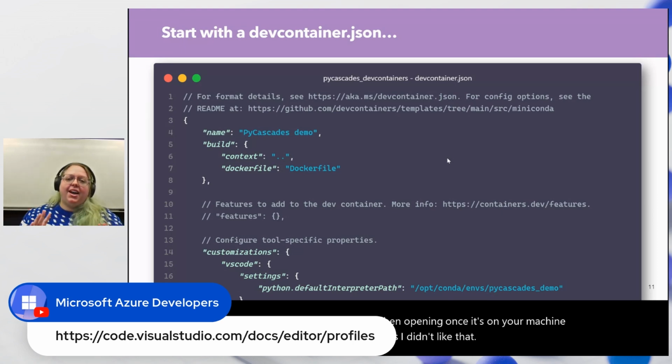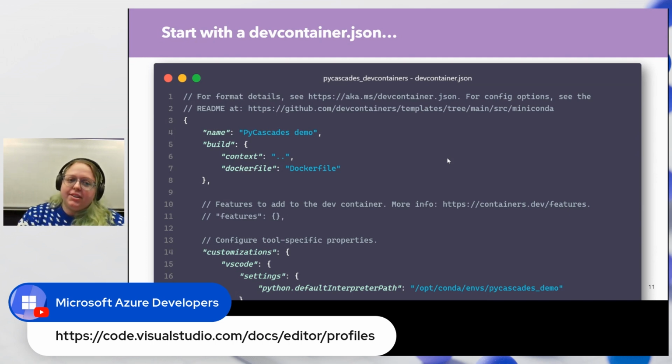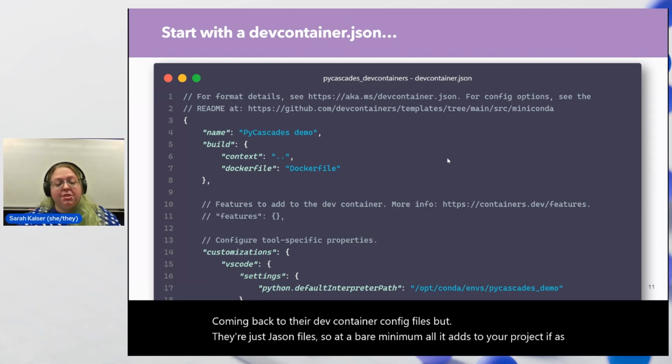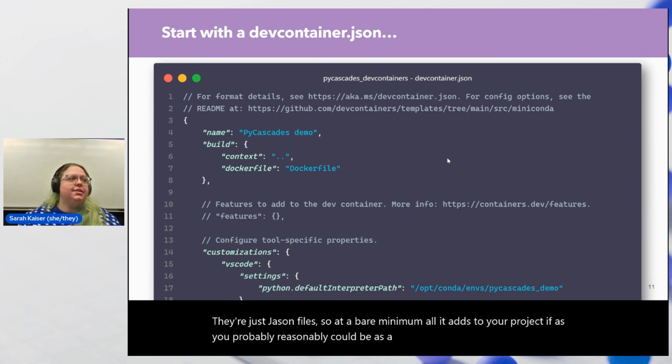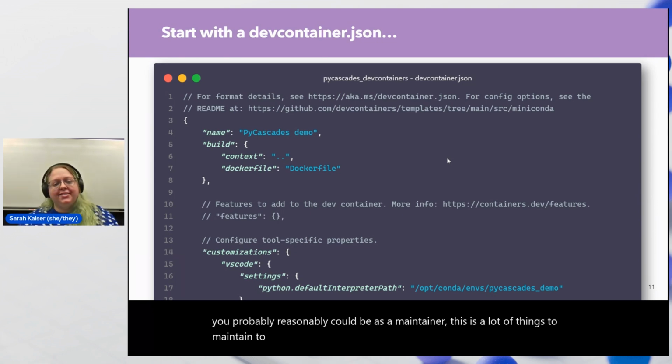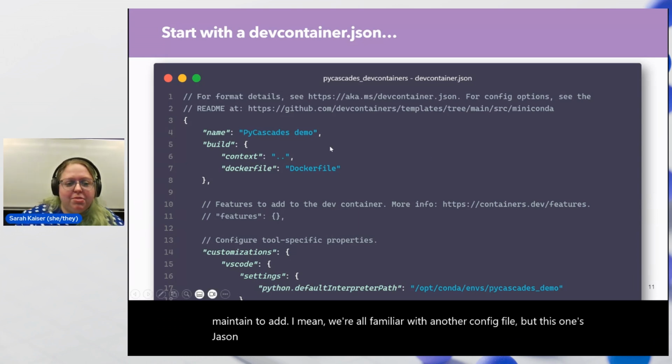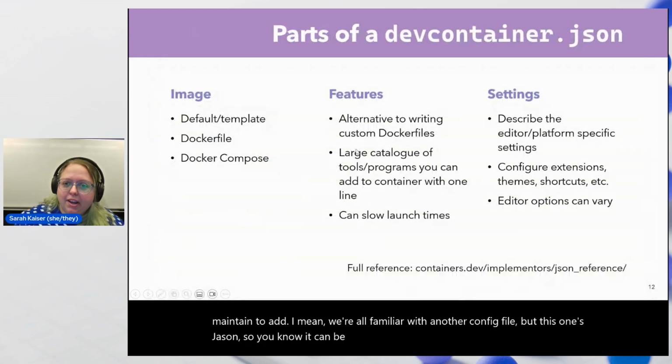Anyway, coming back to the dev container config files, they're just JSON files. At a bare minimum, all it adds to your project is, as a maintainer you could reasonably ask, is this a lot of things to maintain? I mean, we're all familiar with another config file, but this one's JSON, so it can be relatively simple.